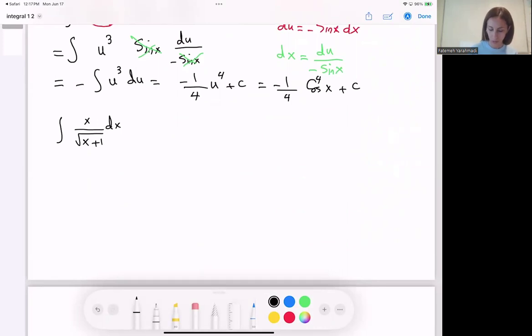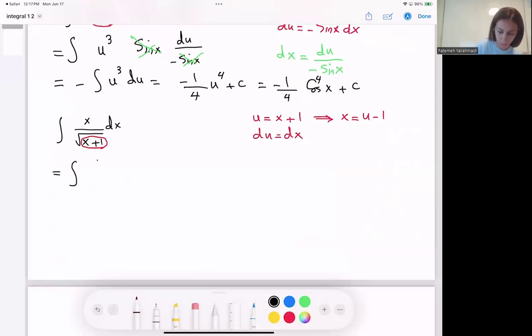So the substitution you might be interested in using is looking at the quantity inside your radical and use that as your u. So let u be x plus 1, then du is equal to dx. But this substitution helps you to rewrite the numerator as well. On the numerator, x is equal to u minus 1. So we can rewrite this integral as the integral of u minus 1 divided by square root of u du.